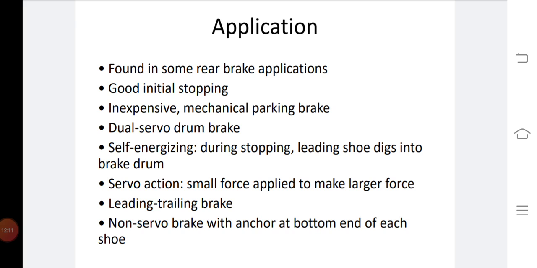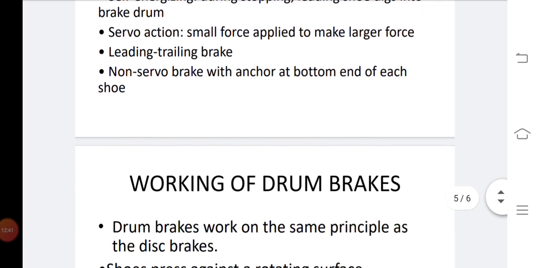And the next point is self-energizing, and during stopping the leading shoe digs into the drum. Next one is the servo action, where a small applied force is made into a larger force, which is possible in the drum brake. And leading trailing brakes. And next one is the non-servo brake with the anchor at the bottom end of each shoe.